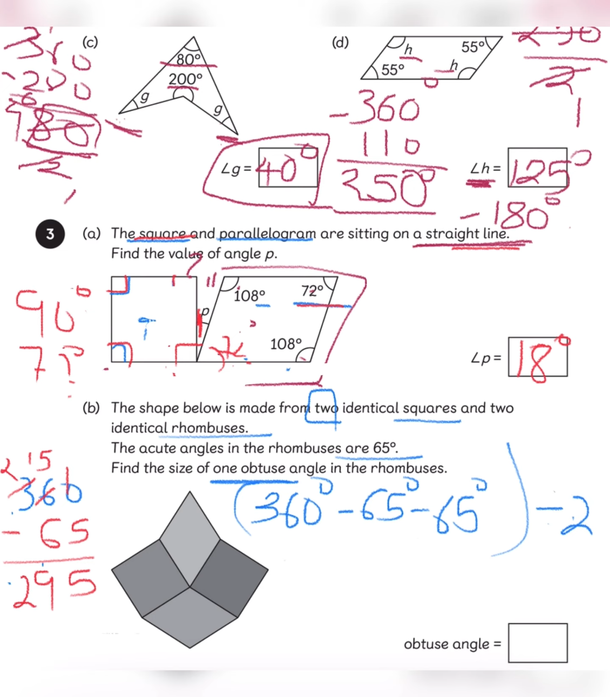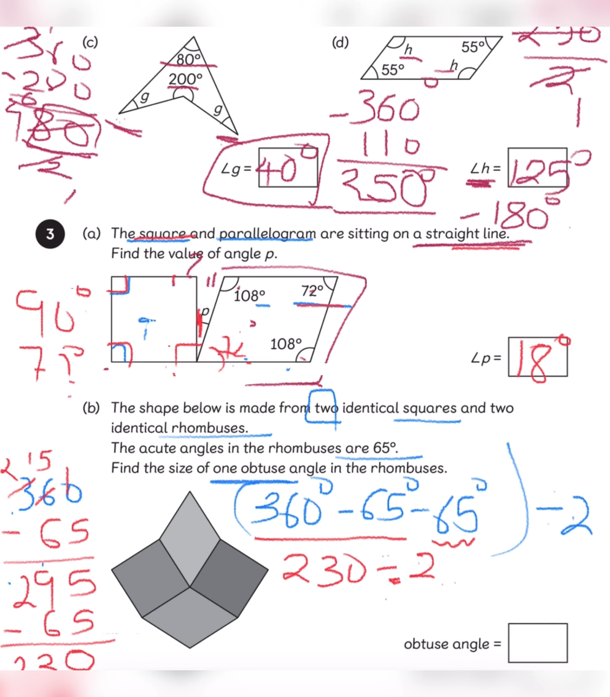I have taken care of this. Now left is one more 65. Let's subtract one more 65. 5 minus 5 is 0. 9 minus 6 is 3. And then I have my 2, right? Therefore, the value I get is 230, which I divide by 2. So 230 divided by 2.